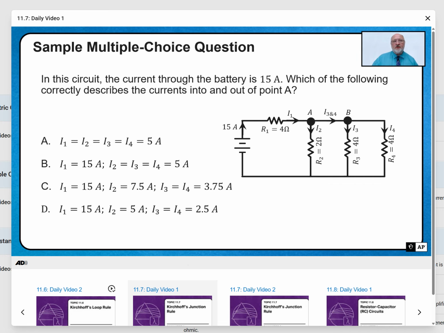But since resistor 2 is smaller than 3 or 4, it's going to get the bulk of the current. And we know that resistor 3 and resistor 4 are going to evenly divide their current. Well, from that, we can eliminate all of the answers except for C.